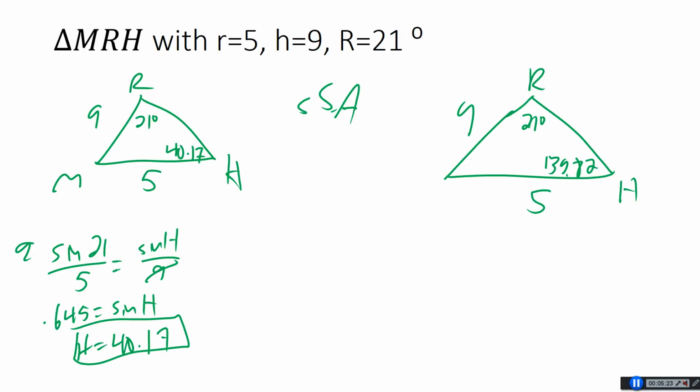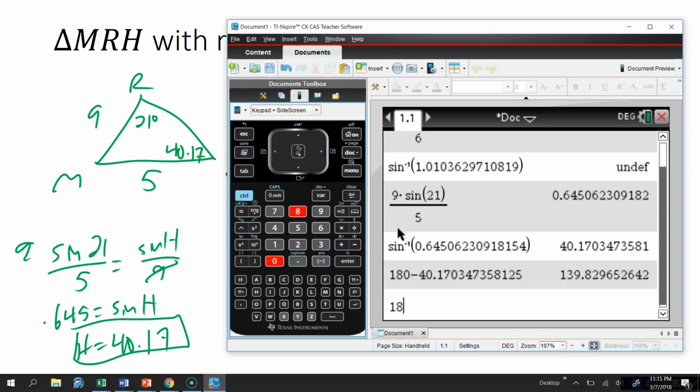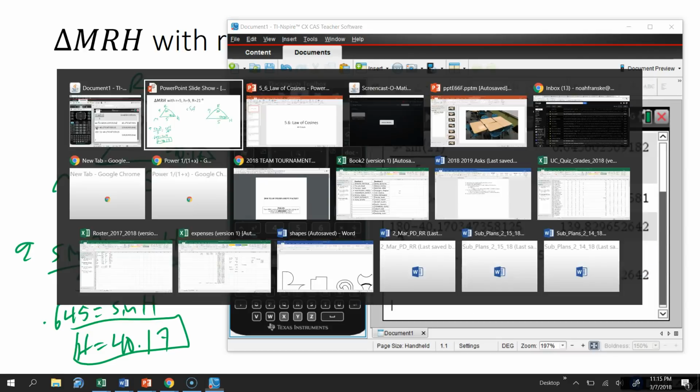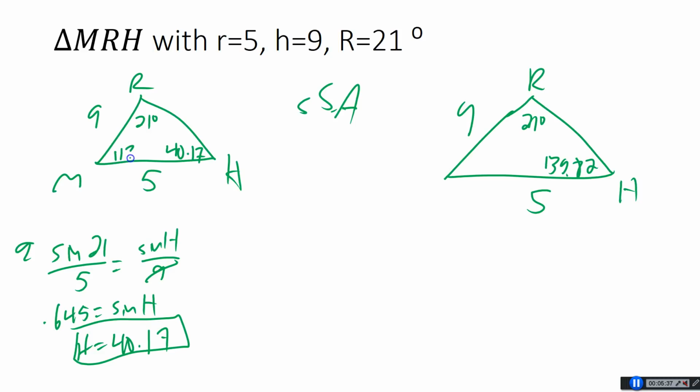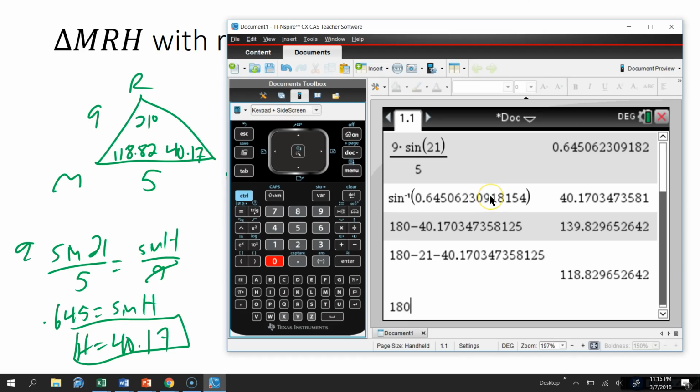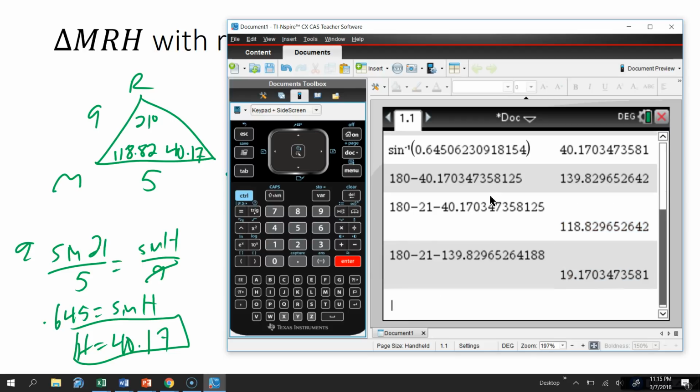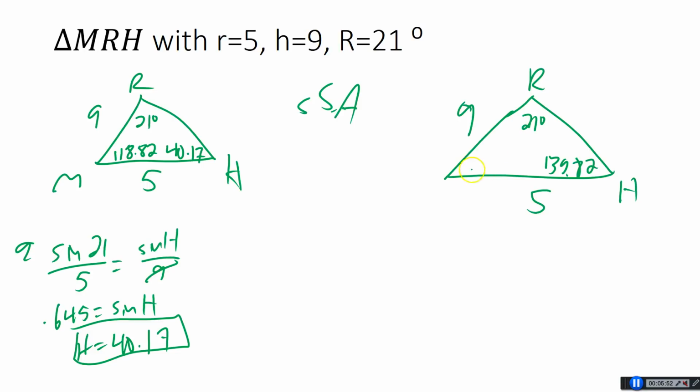So let's find the third angle of each one. So let's do this guy over here that we started with first. So we're going to have, let's see, 180 minus 21 minus the 40.17. Going to give me 118.82. So this last one here is 118.82. Let's do the same thing for this triangle over here. So we would have, let's see, 180 minus 21 minus the 139.82 gives me 19.17.